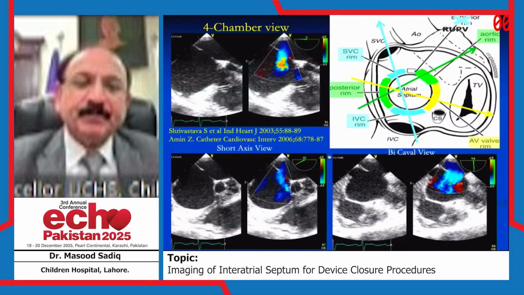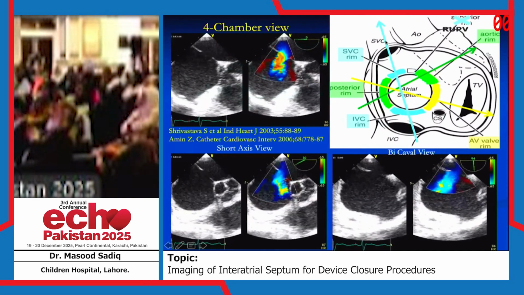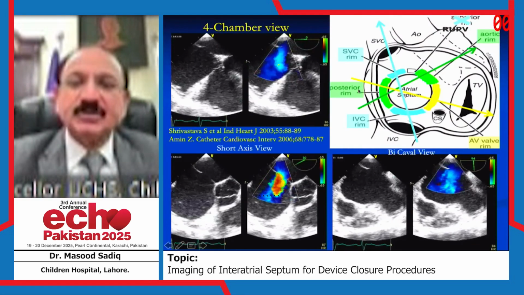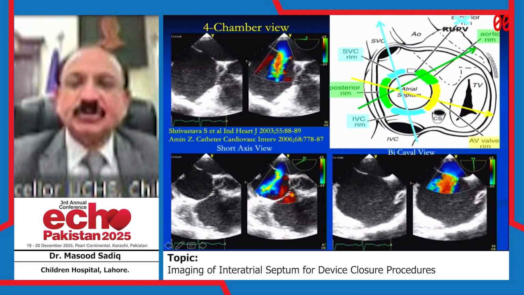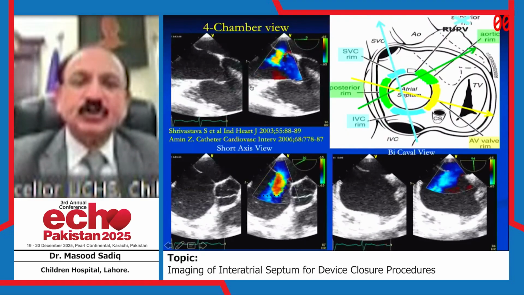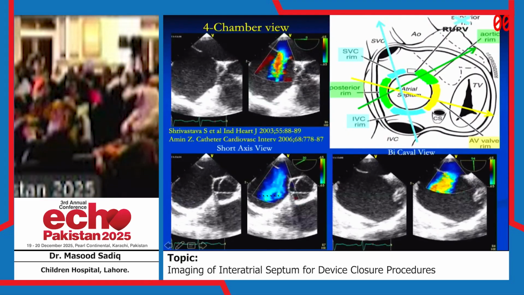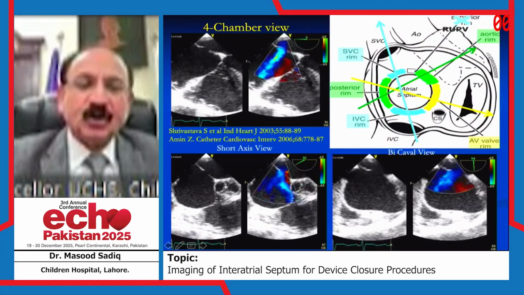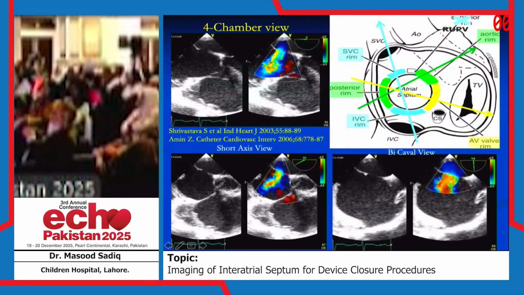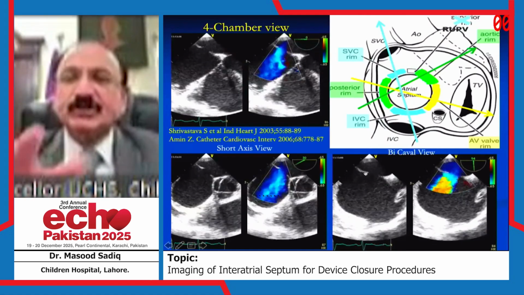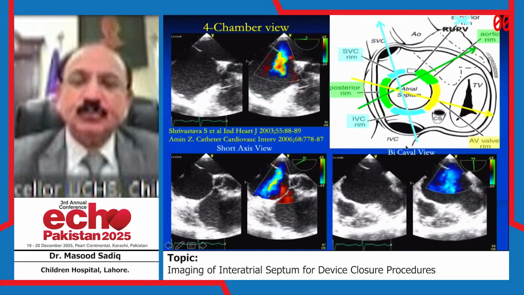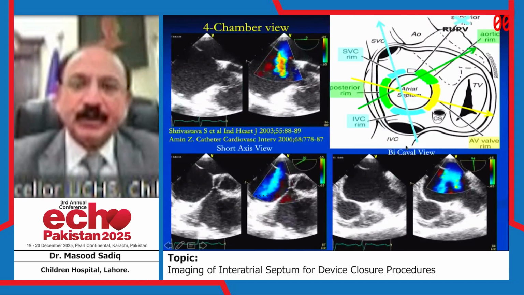Now, this landmark paper from Hijazi and colleagues talks about the superior margin, inferior margin or the IVC margin, posterior margin or the free wall margin, aortic margin, and then of course the IVC rim and SVC rim. And you can see how these are shown over here. In four-chamber view, you are seeing AV valve and superior margin. In short axis, you are seeing aortic and posterior margin. And in bicaval view, you are seeing SVC and IVC margin. So you can look at these margins in these views particularly, but you really need to go through the whole 180 degrees to make sure that all the margins are adequate.